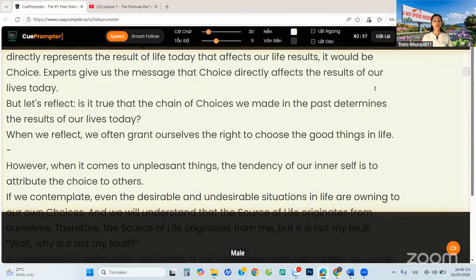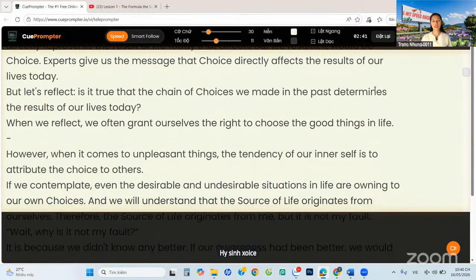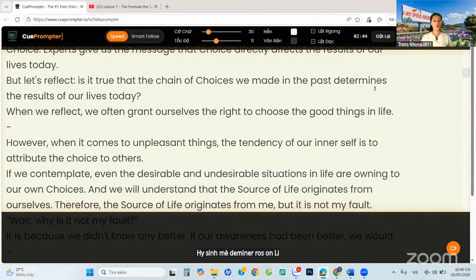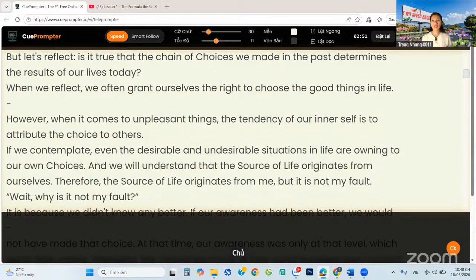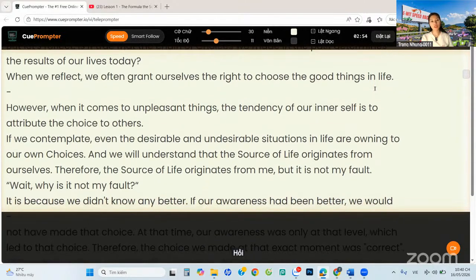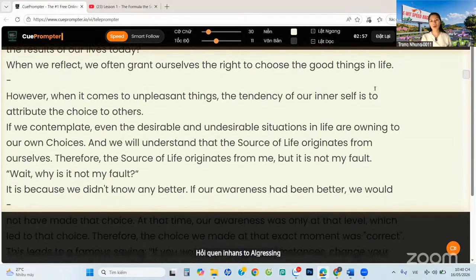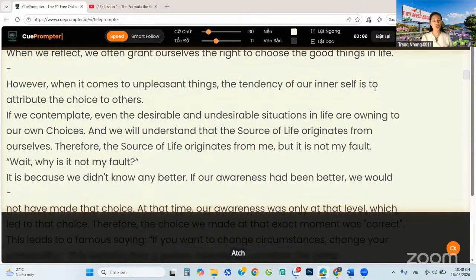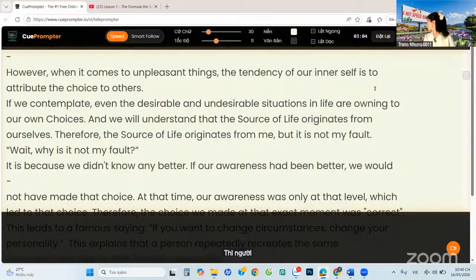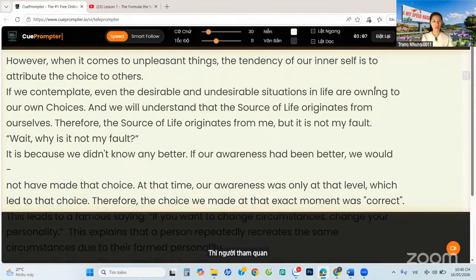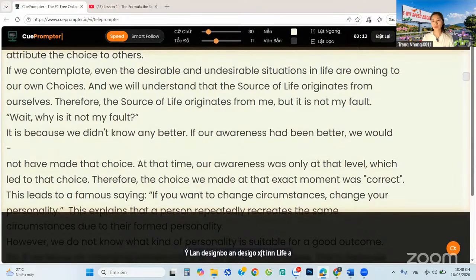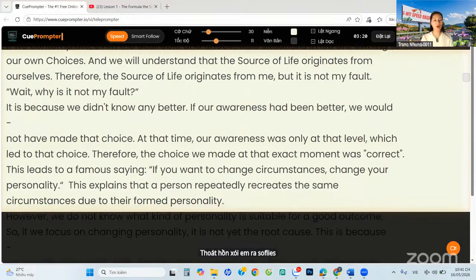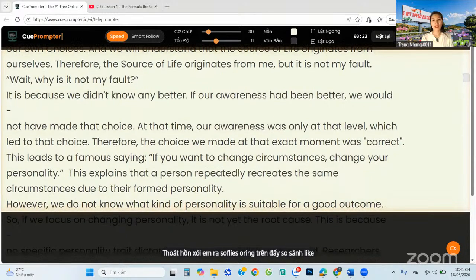But let's think deeply: is it true that the chain of choices we made in the past determines the results of our lives today? When we reflect, we often grant ourselves the right to choose the good things in life. However, when it comes to unpleasant things, the tendency of our inner self is to attribute the choice to others. Even the desirable and undesirable situations in life are owing to our own choices, and we will understand that the source of life originates from ourselves. Therefore, the source of life originates from me, and it is not my fault.